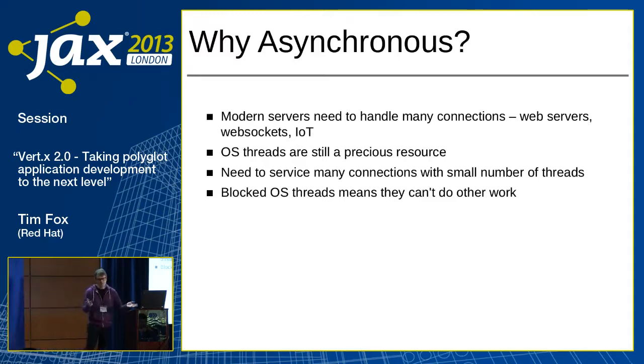So why is that? It's all about scaling with the new generation of applications which have to support many, many connections. Examples would be web servers, Internet of Things, which was discussed earlier. We may have an MQTT server, WebSockets. All these are long-lived connections, right? So modern servers need to support many, many, many long-lived connections, maybe millions of connections.